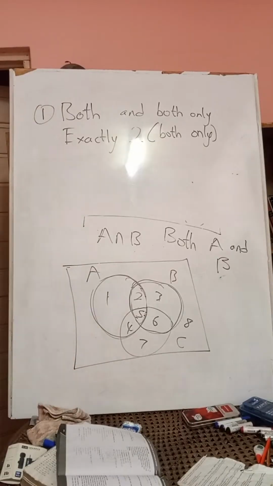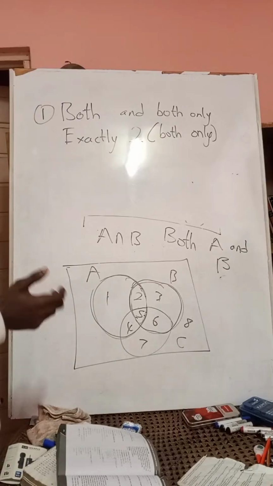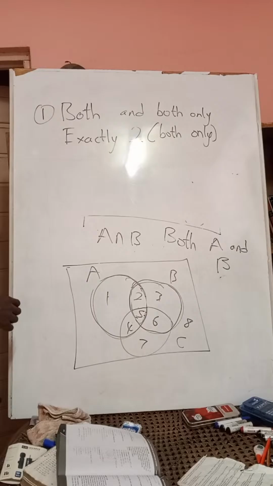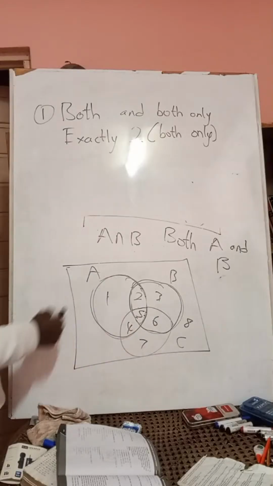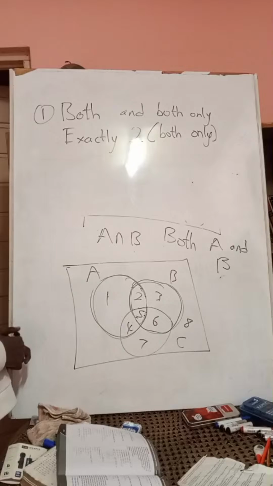The next term that they can also use is those who study 3 subjects. This one is clear. 3 subjects, what will be the region? Region 5. You can say those who study 3 subjects, then that means region 5.